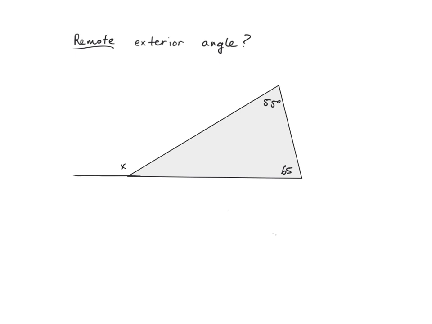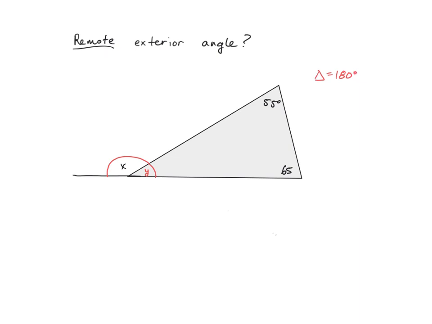We're talking about remote exterior angles today. Basically, I just want to show you this idea. First, let's take the long route and try to find X. We know this is 180 degrees, so if we're able to find Y, we can subtract from 180. We know a triangle has 180 degrees.